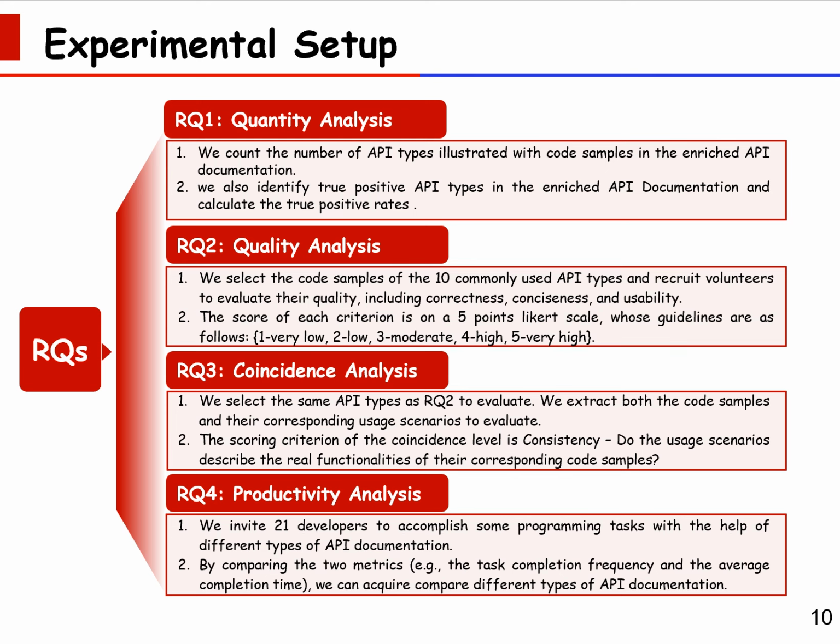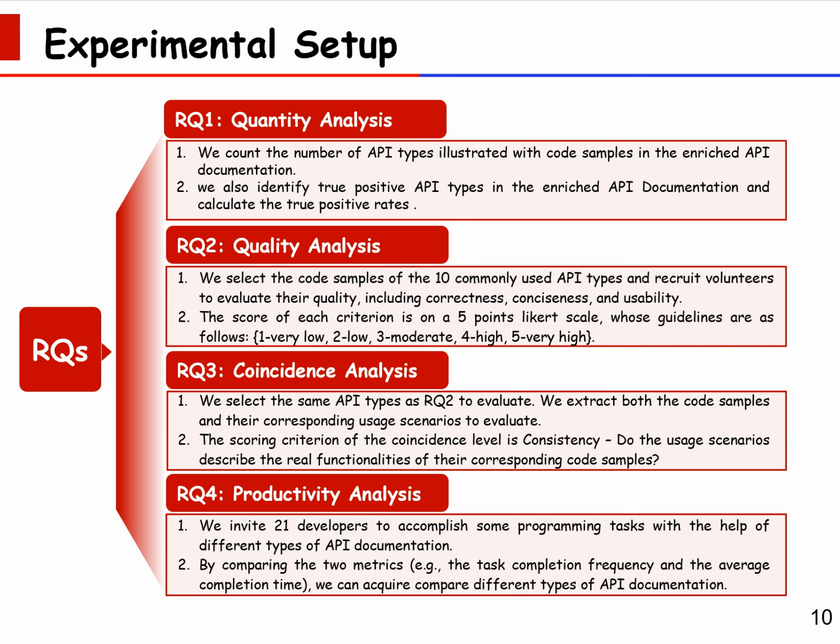We investigate 4 research questions in this study. First, we investigate the quantity of the API types illustrated with code samples in the DAC-enriched API documentation. Second, we investigate the quality of the enriched code samples for commonly used APIs with 3 quality indicators, including correctness, conciseness, and usability. Each code sample is evaluated by 2 volunteers on a 5-point Likert scale.